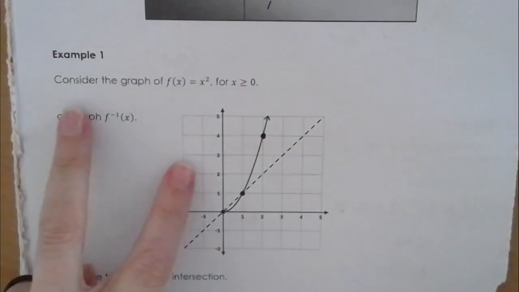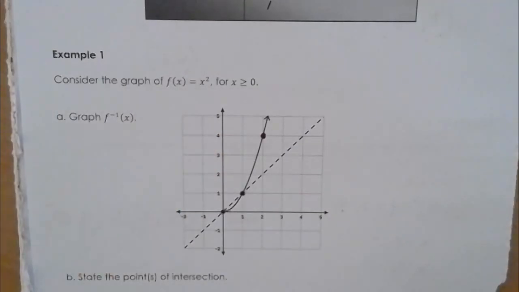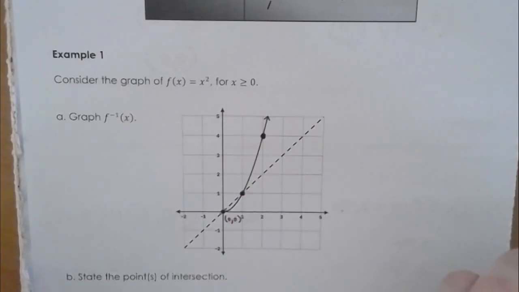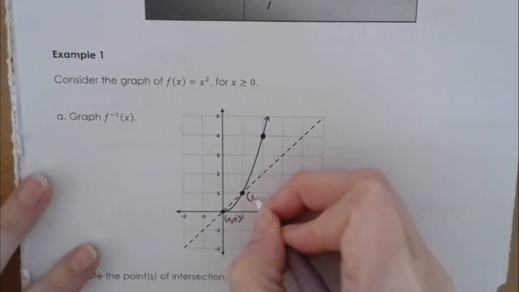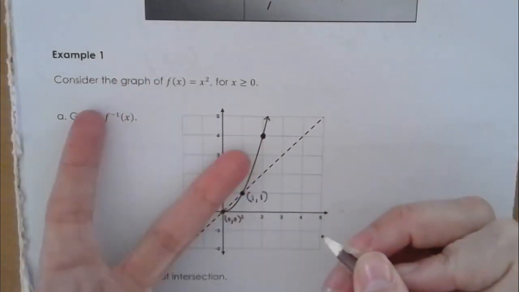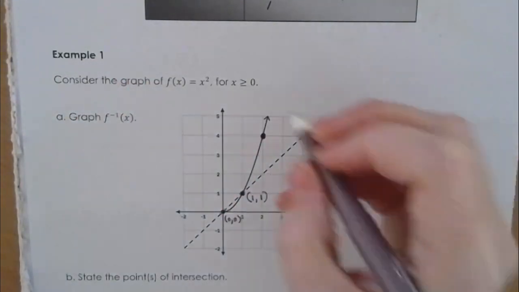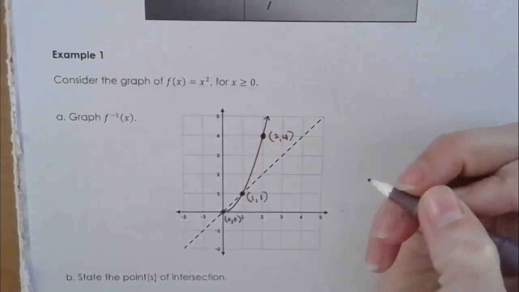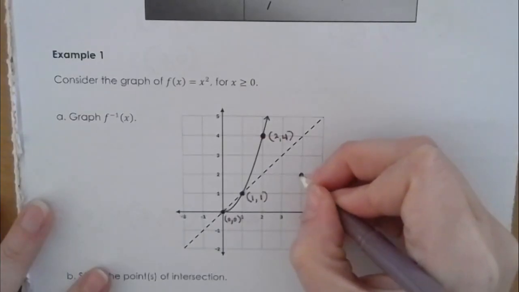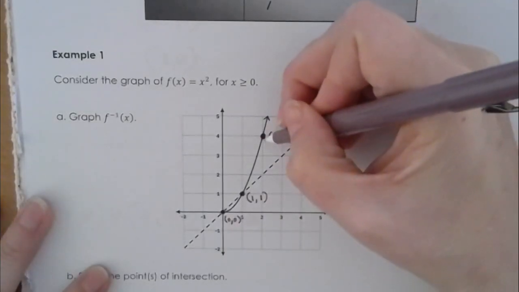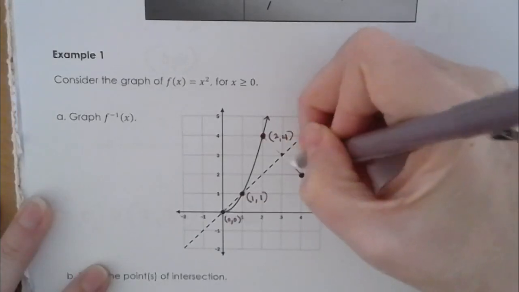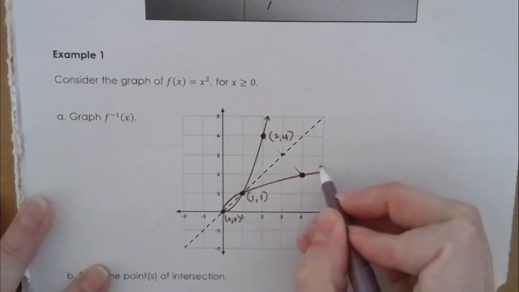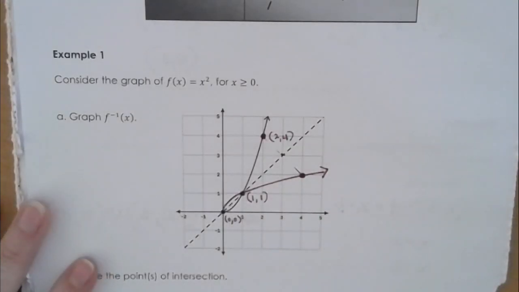What you do for an inverse is you switch your x's and y's. So 0, 0 is not going to change because if you flip 0, 0, it's still just 0, 0. 1, 1 is also not going to change because switching the x's and y's on that, still 1, 1. But here at 2, 4, if I switch those, that would be at 4, 2. And notice it is the same distance to that line on both sides. It's a reflection over that line. And then I can connect the dots and I can see that that's what the inverse function would look like.